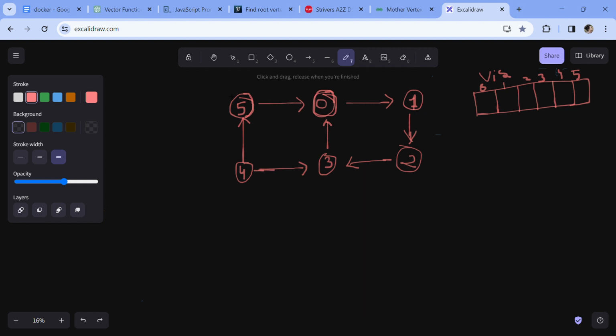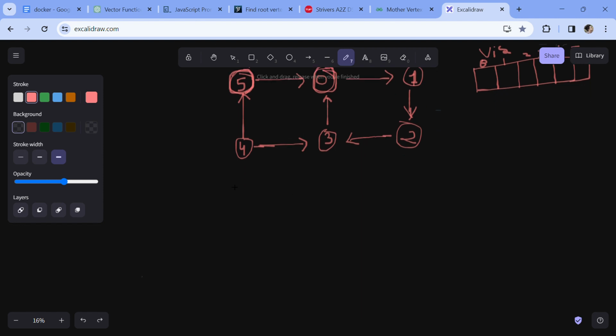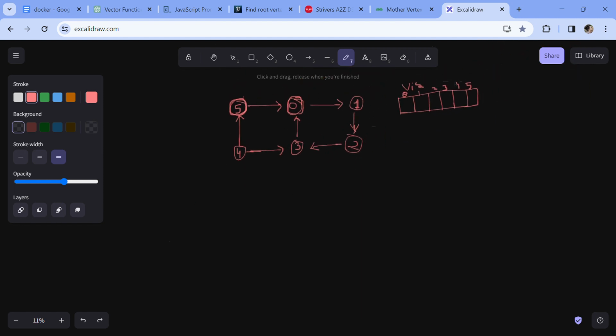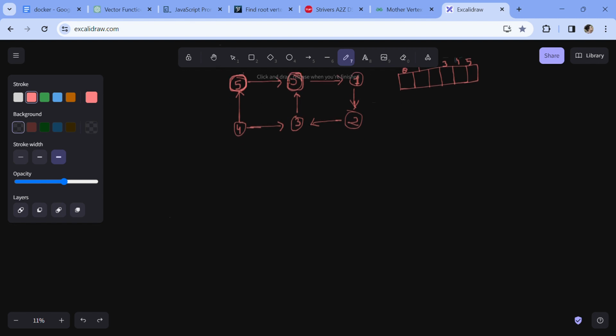So the simple approach will be, we will make the DFS calls for all the nodes. The DFS call that visits the whole visited array, marking true for all of it, will be my parent, or root node. So simply, I will make the DFS calls from each node.